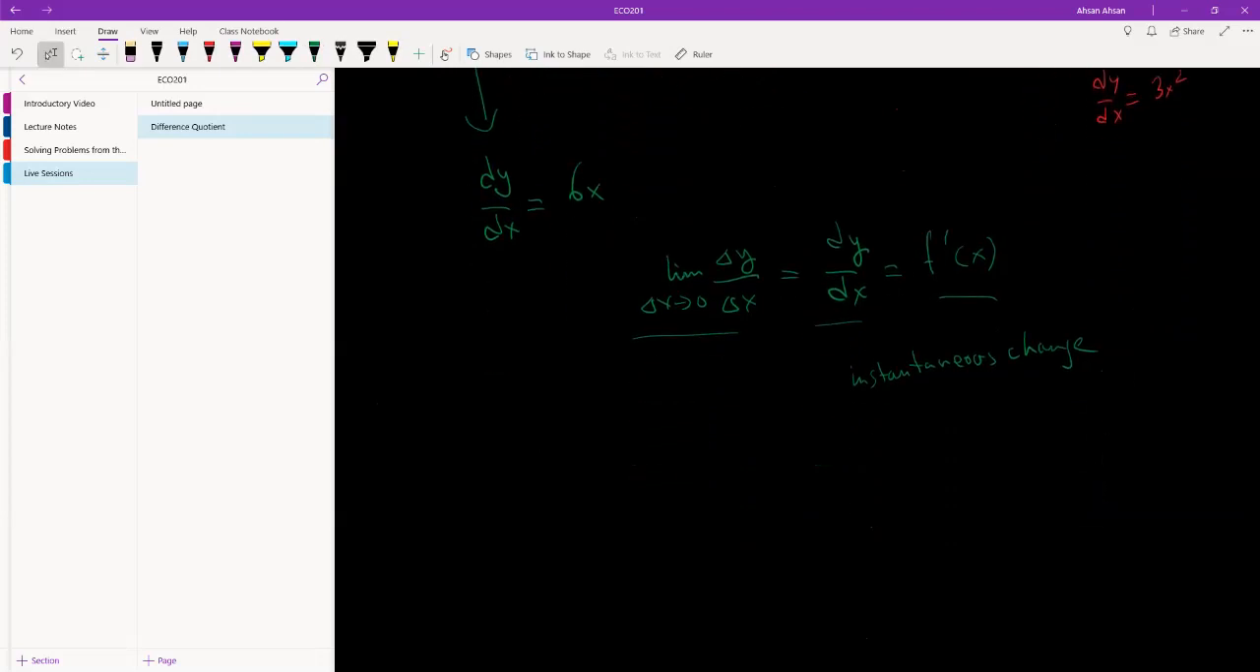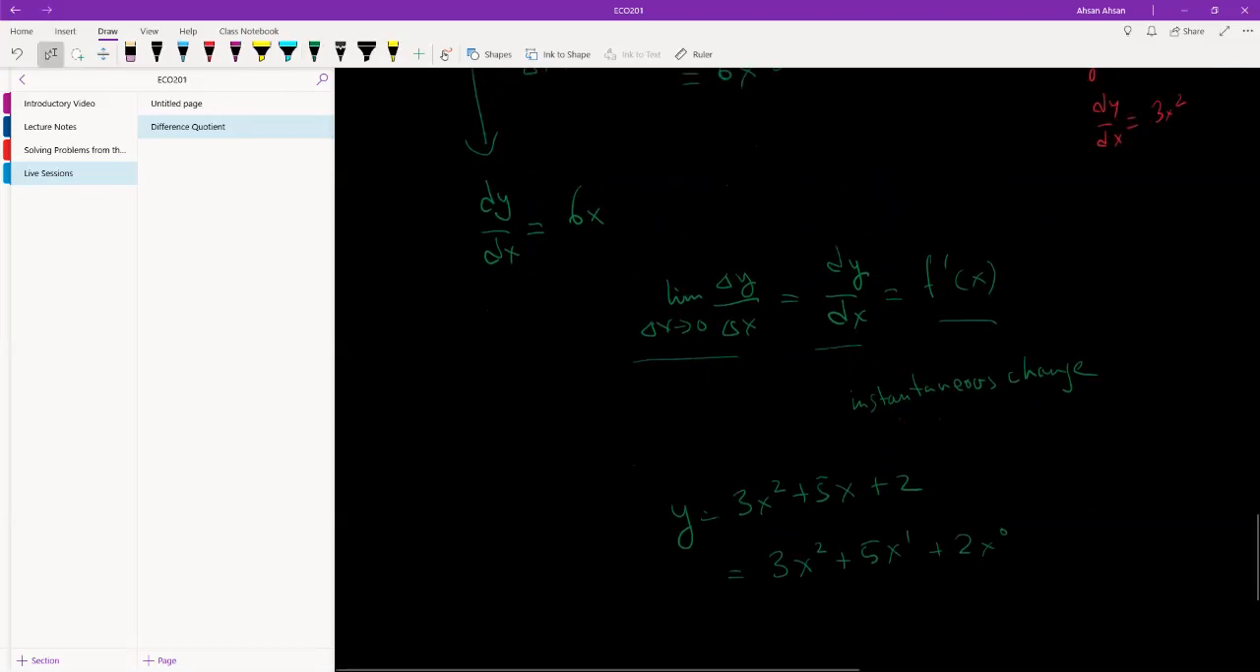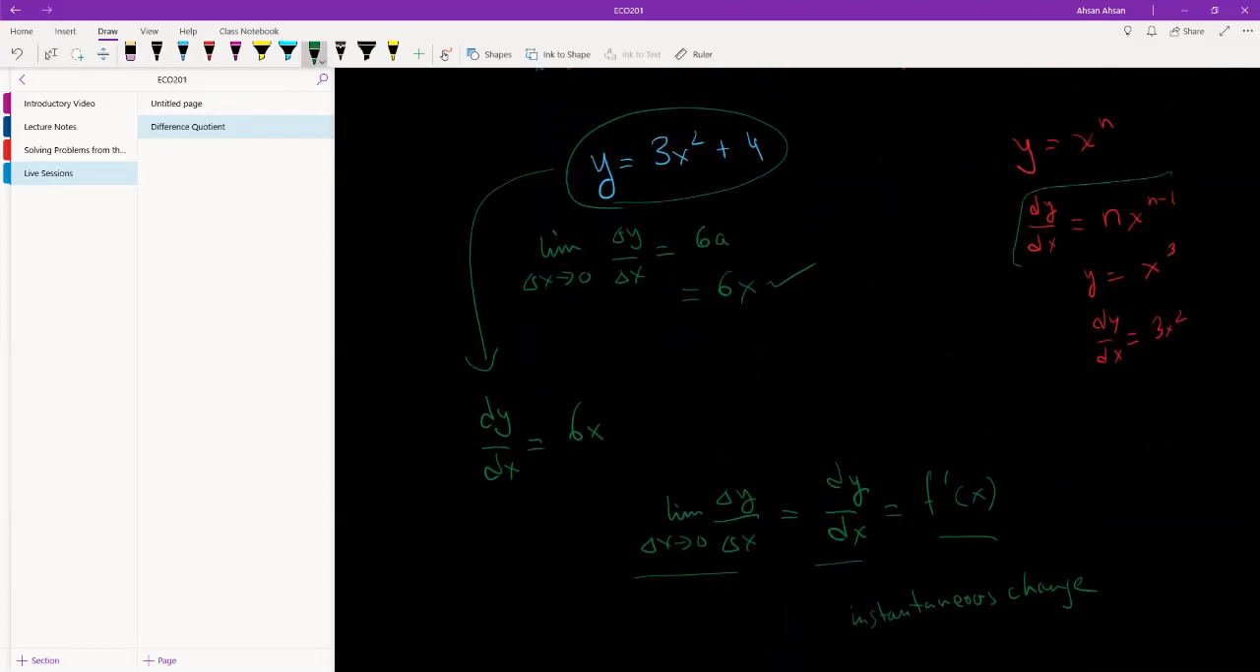So here's the thing. Remembering the formula for differentiation is very easy. If you have something like y equals 3x squared plus 5x plus 2, all you need to do, this is just a revision, is convert this into this form. This is 3x squared plus 5x to the power 1 plus 2x to the power 0, because anything to the power 0 is 1, so it becomes 2 again. And now if you want to differentiate this, you just use this formula.